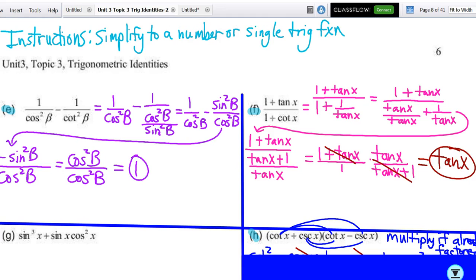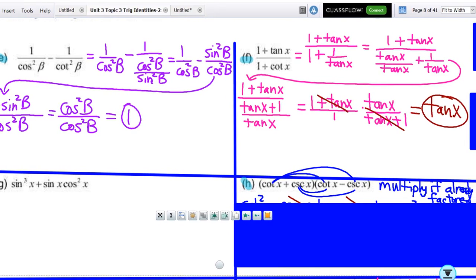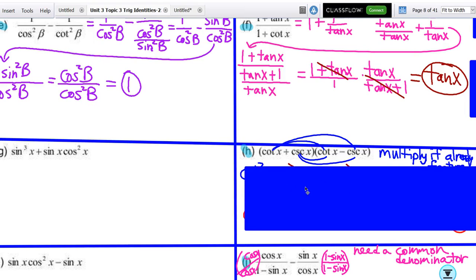Down to letter H. Let's see if I can fix this so that it's, there we go. I just want to make sure you could see everything on my screen. So for letter H, my hint for problems like this is if it's already in factored form, you need to put it in standard form by multiplying, either by FOIL or box, however you do it. So multiply the two binomials.